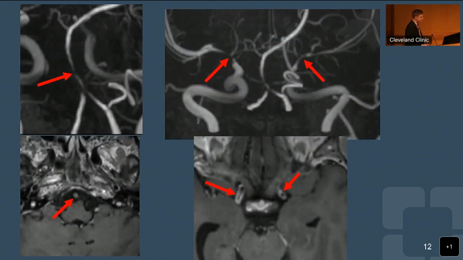Here's an example. These are 3D volumetric time-of-flight MRA images with maximum intensity projections in the top. So the first image is showing severe narrowing of the basilar artery. The second image is there's severe narrowing and near occlusion of the supraclinoid ICAs. The bottom two images are actually from vessel wall MRI, which we'll talk about more later. This shows there's concentric enhancement at these areas of luminal narrowing, and this is suspicious of or supportive of vasculitis.